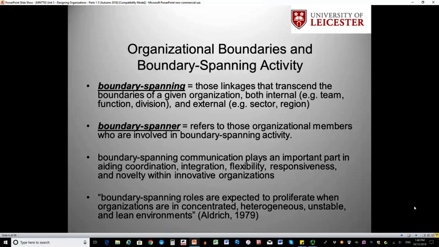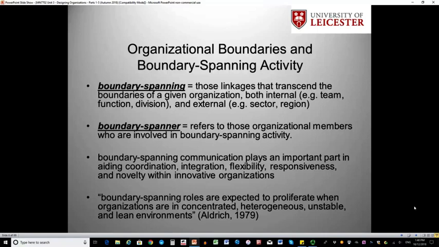So boundary spanning is activity and linkages and relationships that cross or transcend the boundaries within an organisation, but also across the organisational boundary to other sorts of sectors, regions, companies, etc.